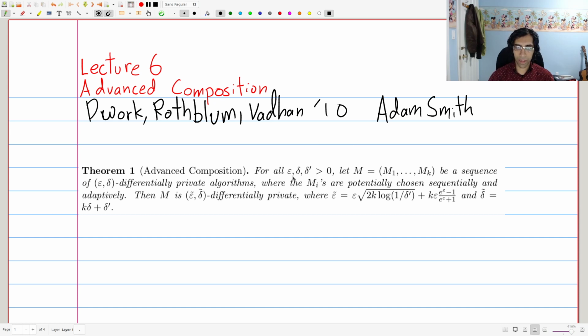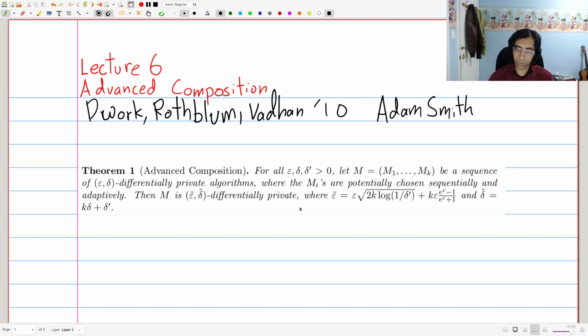So it says, for all epsilon, delta, delta prime greater than 0, we're going to let M be a sequence of epsilon-delta differentially private algorithms. So there's k differentially private algorithms which are run on the same data set. And these M_i are going to be potentially chosen sequentially and adaptively, meaning M2 can depend on the result of M1, M3 can depend on M2 and M1, and so on. So if you run a whole bunch of differentially private algorithms on the same data set, then the overall result will be epsilon tilde, delta tilde differentially private, where epsilon tilde and delta tilde are these funny parameters here.